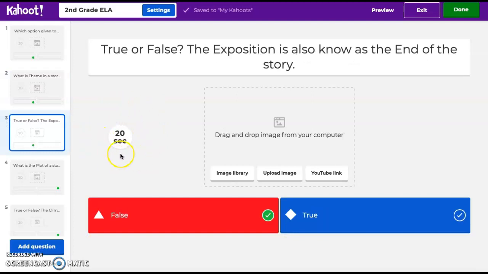Another form of question that you could have in a Kahoot is true or false, such as this example that I have here. My question says, true or false, the exposition is also known as the end of the story. I have that answer marked as false because the exposition is the beginning of a story.